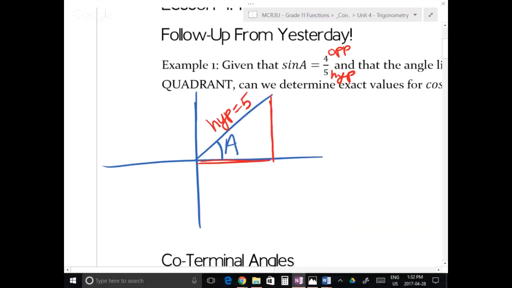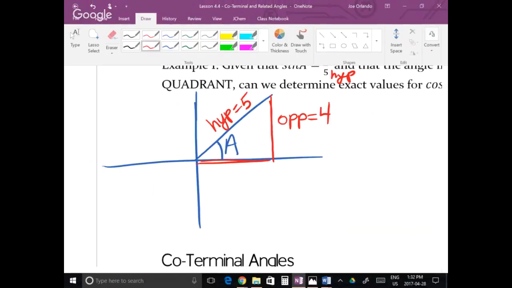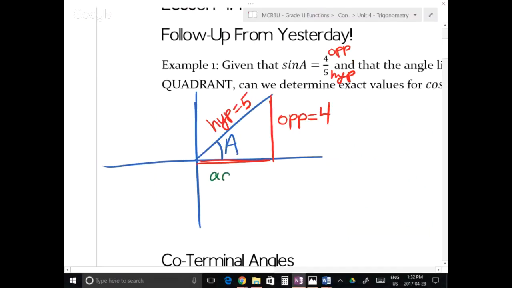What side should I make 4? Up and down or left and right? Up and down. You got it. And that's the opposite. And that leaves what side? The adjacent, which we don't know. Does that make sense? So here, if I give you a sine as an exact value, you can actually draw it right on the graph.